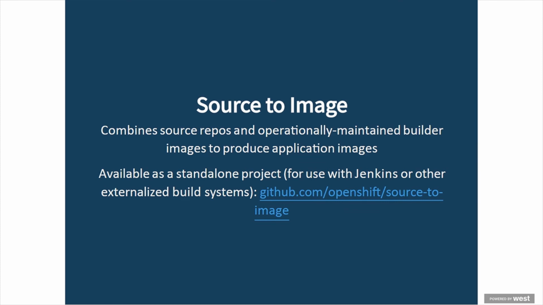OpenShift also uses a tool called source to image to combine source repos and operationally maintained builder images to produce the resulting application container images. Source to image is available as a standalone project for use with Jenkins or other externalized build systems.